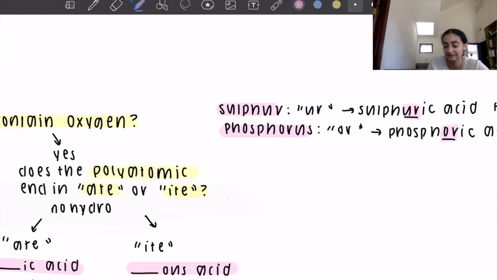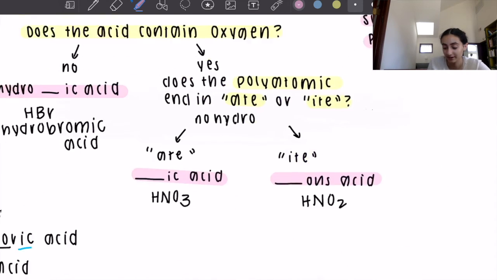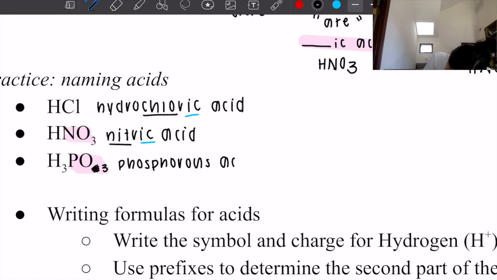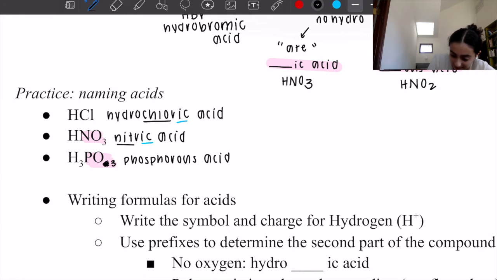So we are going to use the exception we have over here. Ite ends in OUS. So I'm going to write this acid as phosphorus acid. So let's decompose this. We have the OUS ending, we have the exception, and we have the beginning of the polyatomic ion. And that is our practice with naming the different acids.